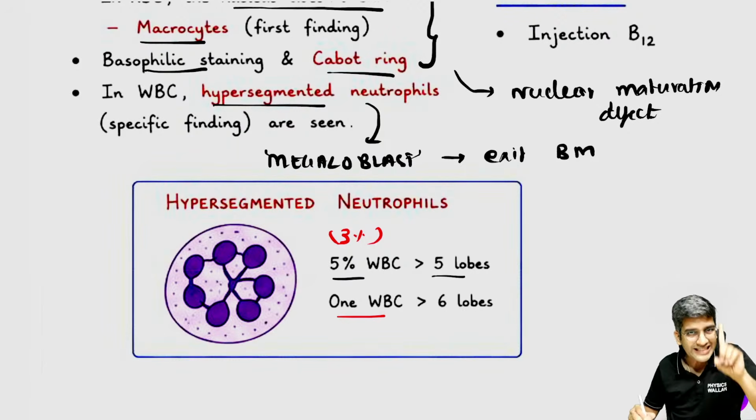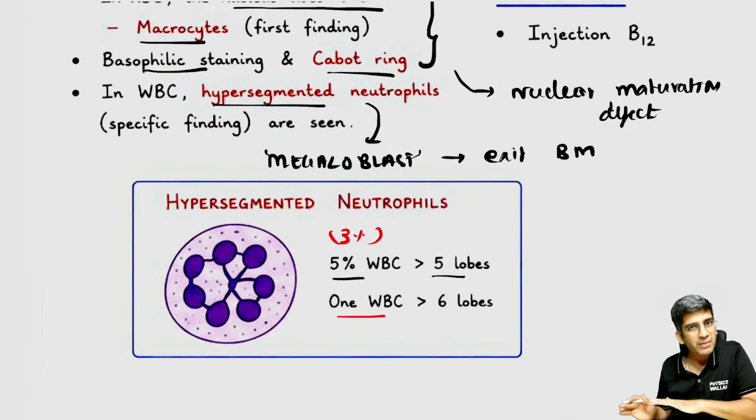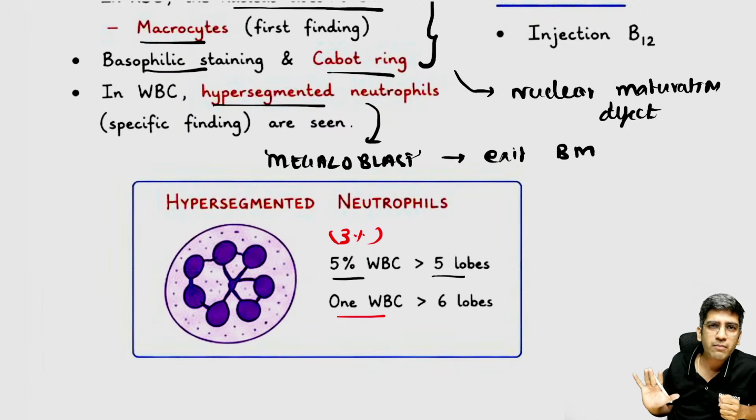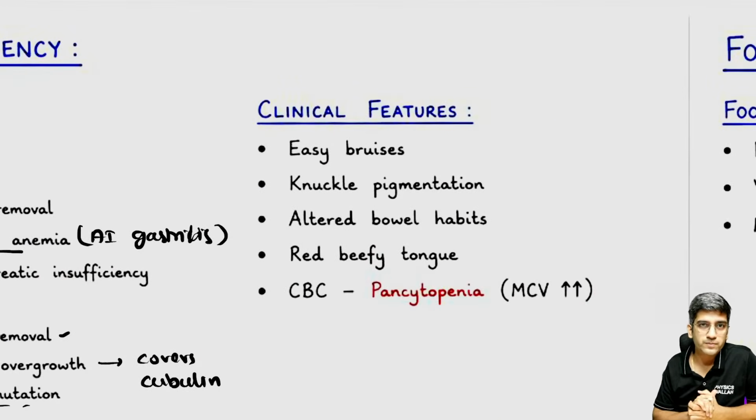Or even one single WBC with more than 6 lobes, I'm going to call it a hypersegmented neutrophil. The moment I see macrocytosis and hypersegmentation, I'll be more inclined to call it megaloblastic anemia, not B12 deficiency, megaloblastic anemia. To call it B12 deficiency, I need a few classical clues.